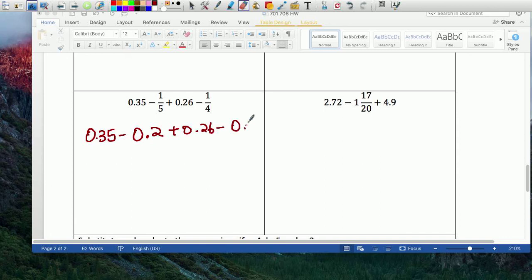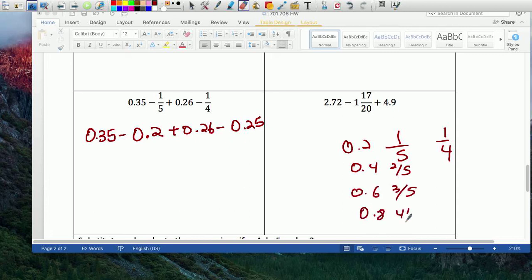So it's 0.25. So you should know your fifths and your fourths. Okay, so 1/5, you know it's 0.2. 0.4 is 2/5. 0.6 is 3/5. 0.8 is 4/5, and so on. And your quarter, 1/4 is 0.25. 2/4 is the same thing as a half, so that's 0.5. 3/4, right? Think of money. 3/4 is 75 cents, so 0.75. So these you should know, right?